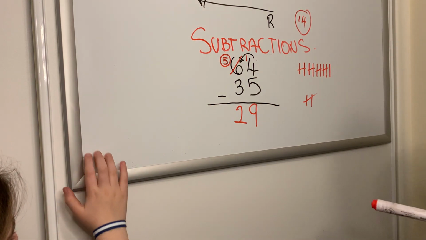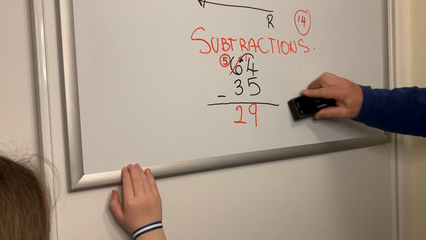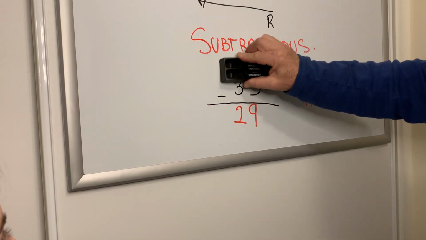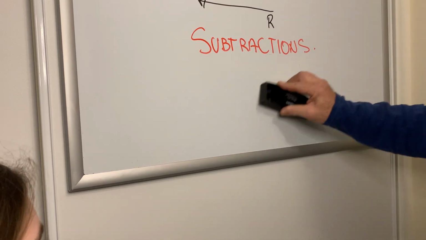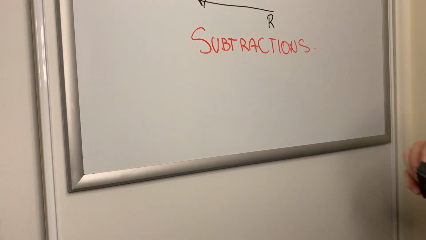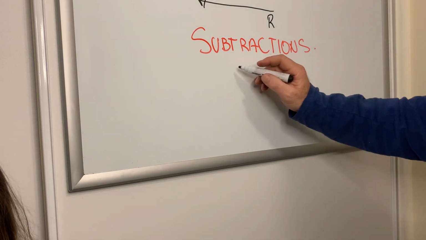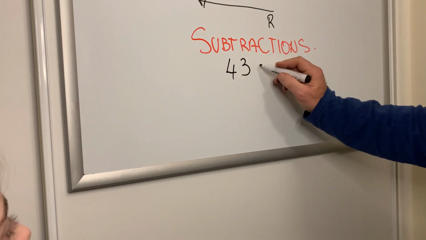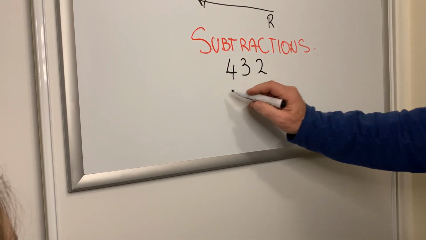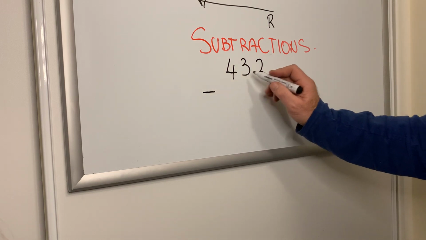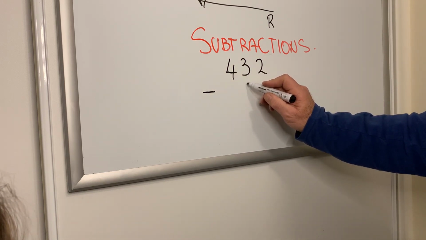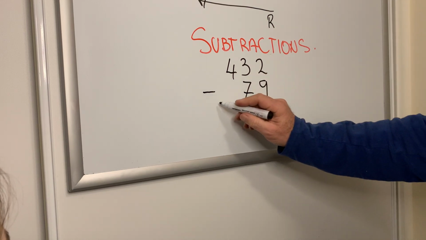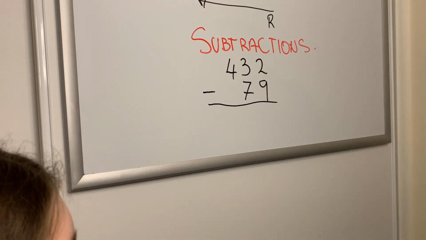Now, Logan, let's do something just a little bit trickier. We'll just do one in the hundreds, for example. So let's say we have 4,321 take away 432, take away 79. Now, this one again, let's go through it together.